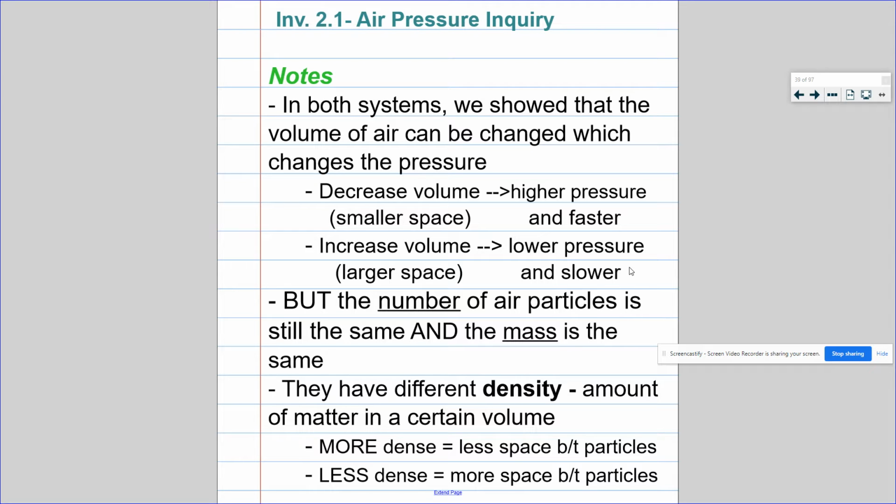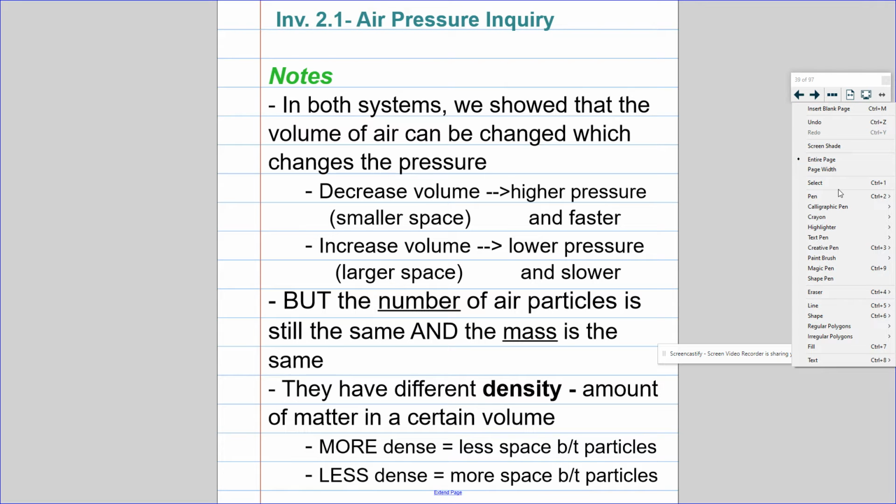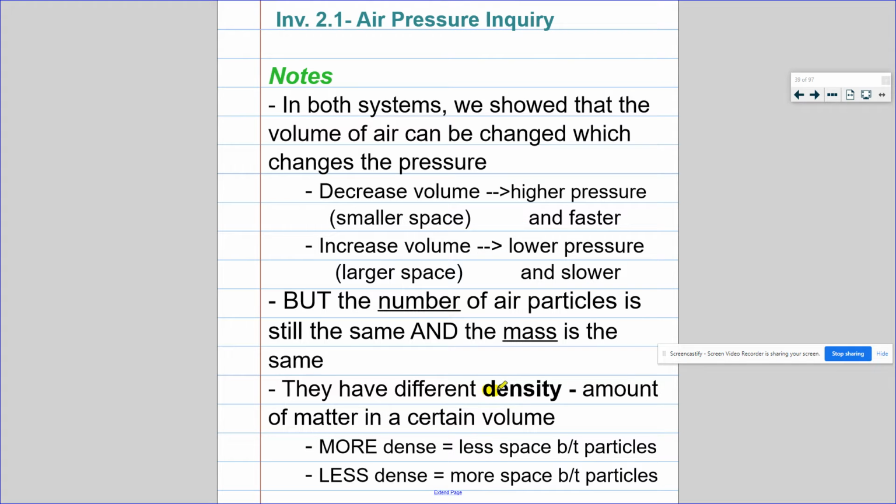Okay. Now, as far as what's the big difference between the two systems, or between the decreased volume and the increased volume, that has to do with density. All right. So density is the amount of matter in a certain volume. So I'm going to have you take your highlighter out and go ahead and highlight this. So the amount of matter in a certain volume just means how much stuff is in that volume. Okay? How many air particles are in that volume.